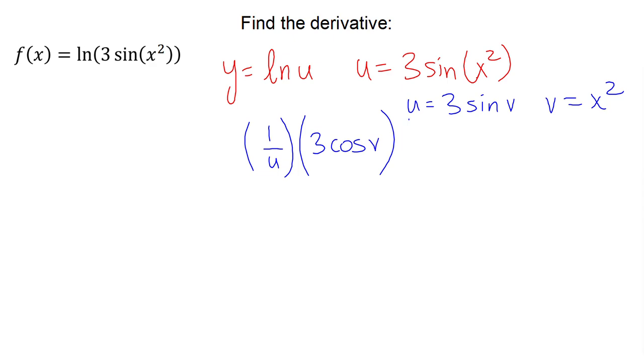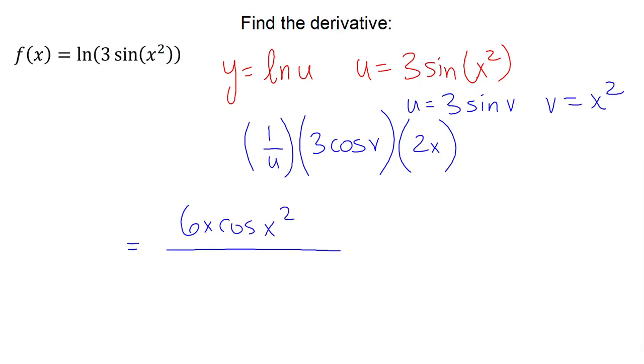Then we're going to multiply by the derivative of v, which is going to be 2x. And so as we put all of this together, we should end up with a 6x cosine of x squared in our numerator. And our denominator is just going to have u, which is 3 sine of x squared. And if we simplify that down, the 6 over the 3 should become 2. And we have cosine of x squared over sine of x squared.